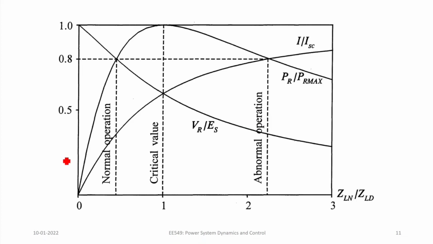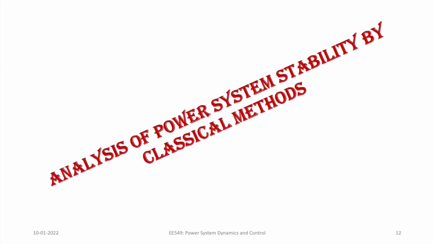So this is not voltage, this is the power curve. This is your voltage curve. After the critical point, the power at the receiving end is also decreasing, and if we see the voltage curve, it is also dropping down gradually as we increase the load. But we can see the current is increasing, because the load is increasing. This is the basic voltage stability phenomenon.